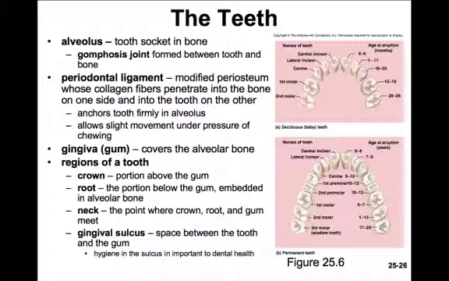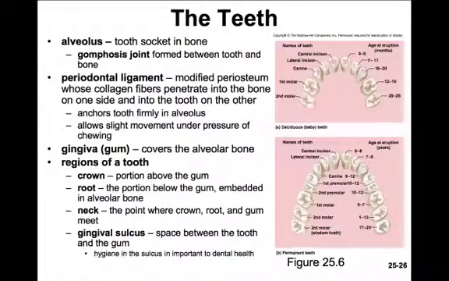Now, there are distinct regions of the tooth, which are defined by where the gum, or the gingiva, meets the crown and the root meets the crown. So the crown is the portion above the gum. The root is the portion below the gum. The gingival sulcus is the space between the tooth and the gum. That's the area that a dentist might measure the depth of to determine the health of your teeth and gums. Periodontal disease is where we damage the periodontal ligament.